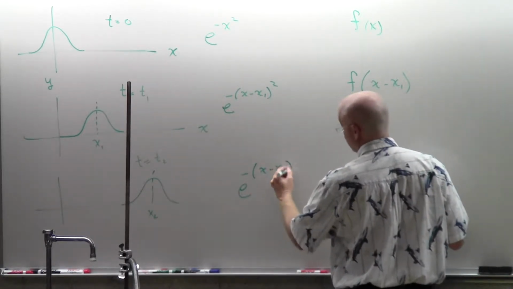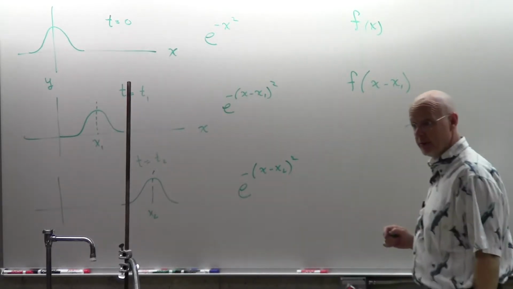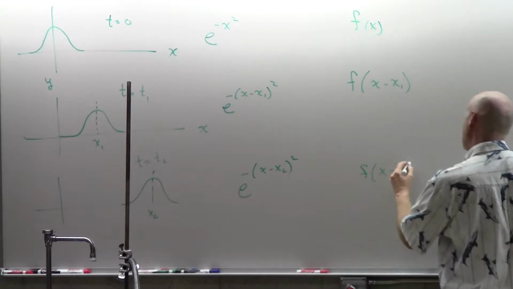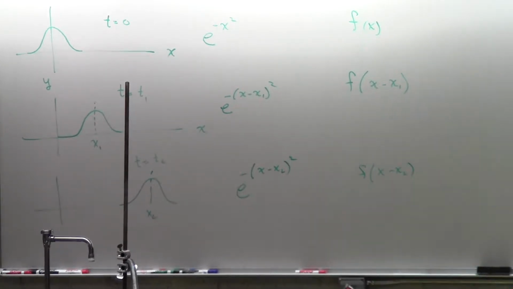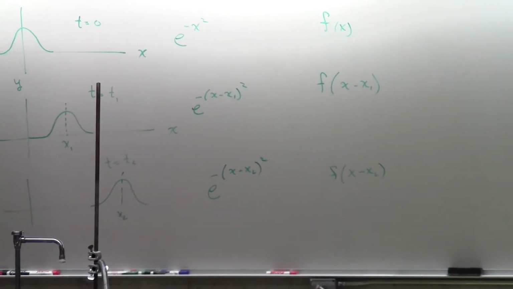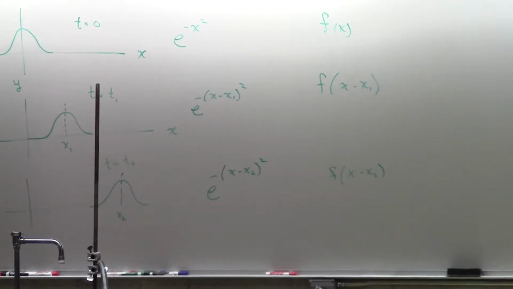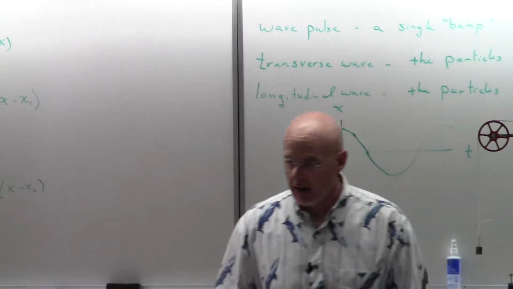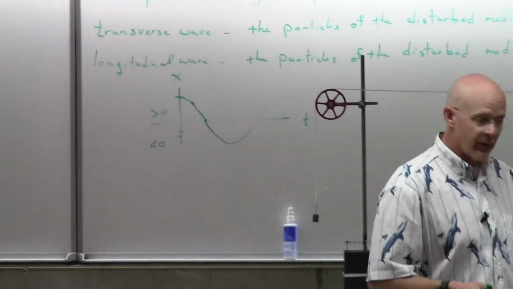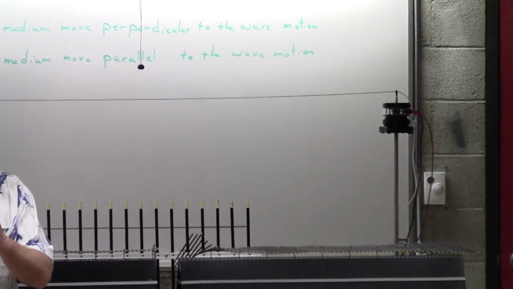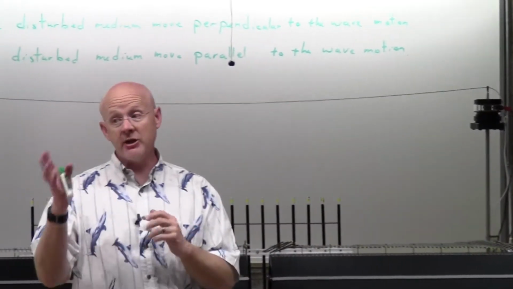Well, I guess that would just be shifted over to x2, right? And so all I'm trying to do is remind you of how do I, using my functions class, I guess that's algebra, how do I represent a function that has the same shape that has shifted over? Because, isn't that what I really have here? Same shape, shifted over. But now it's shifted over with time. So let's continue with this.